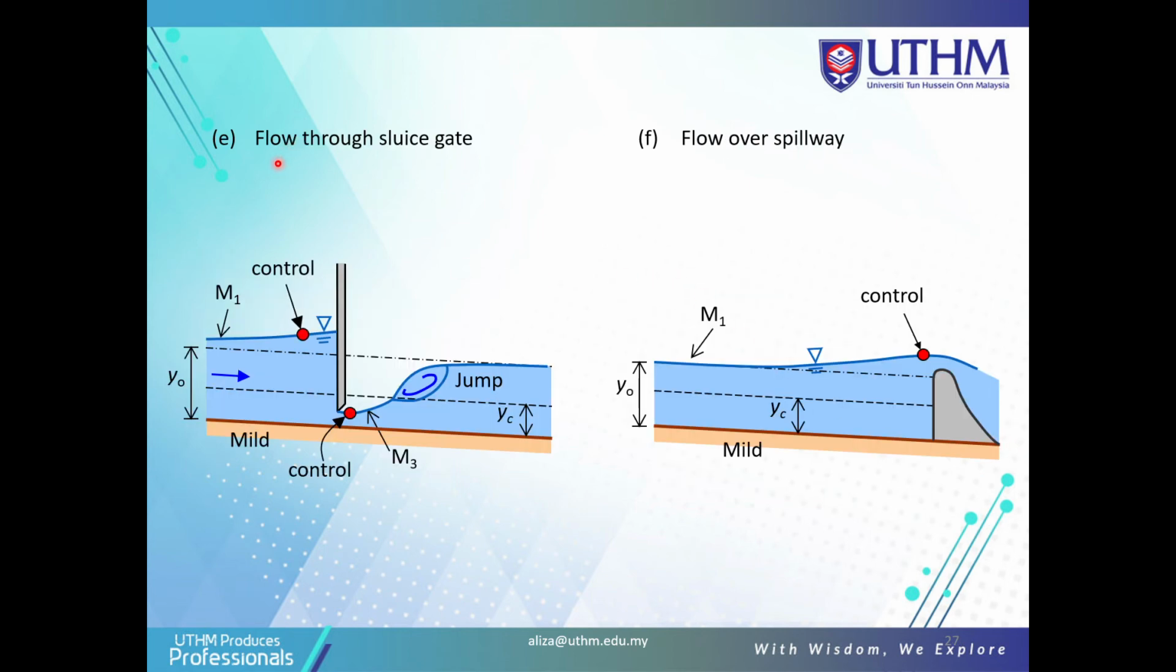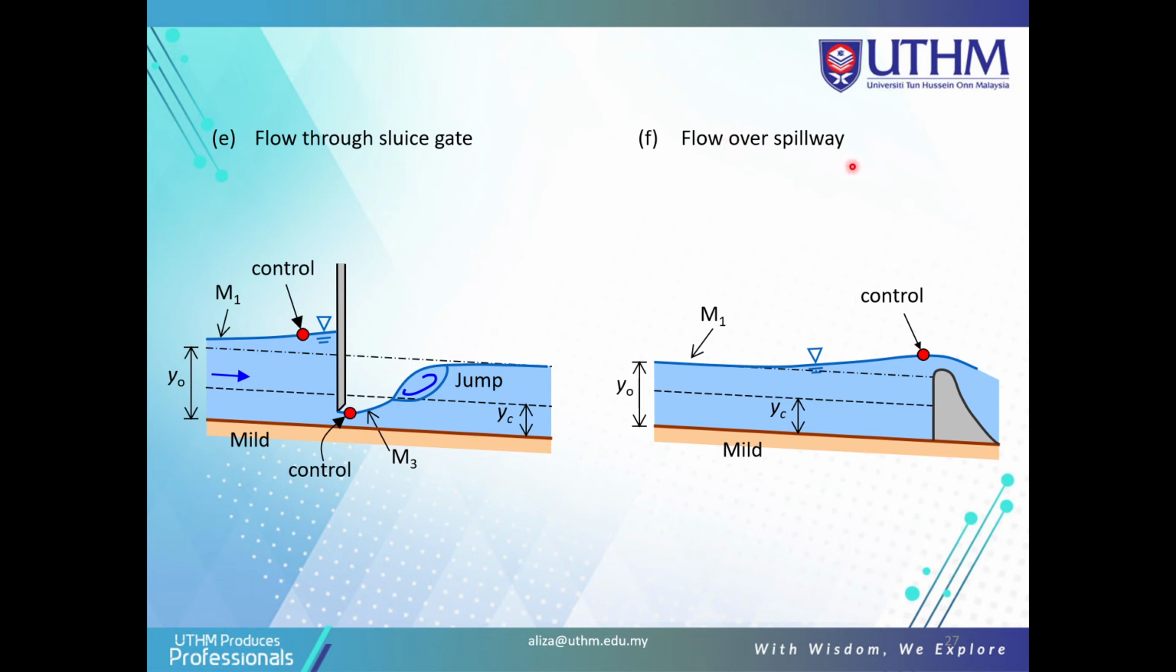Also the flow through a sluice gate, with the gate here, and the normal depth here on the mild slope channel. Based on the mild channel, we have the control at the sluice gate and also a control before the sluice gate, so we get the Y critical. We also get the Y critical after the hydraulic jump here, so this is based on the hydraulic jump.